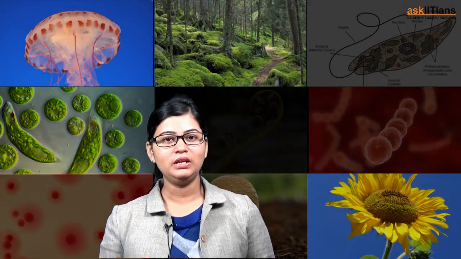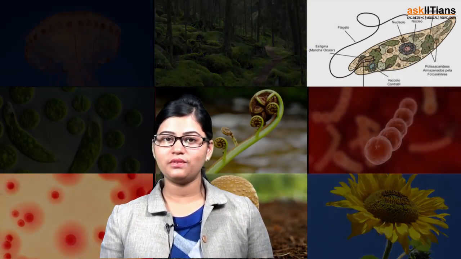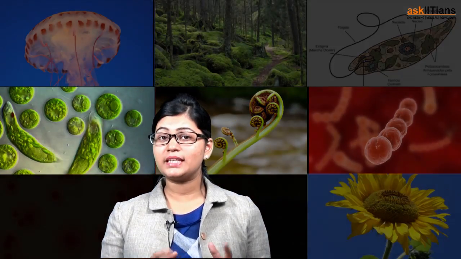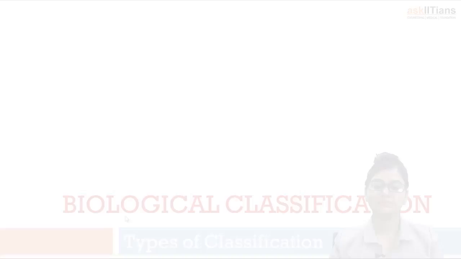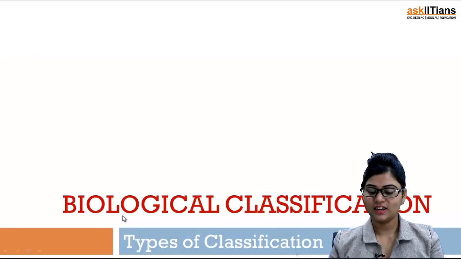In this portion, we are discussing types of classification. When scientists were classifying organisms, different scientists classified organisms on the basis of different observations. So they gave different types of classification. What were these types of classification? Let's see. Biological classification. Under this, we are going to discuss types of classification.